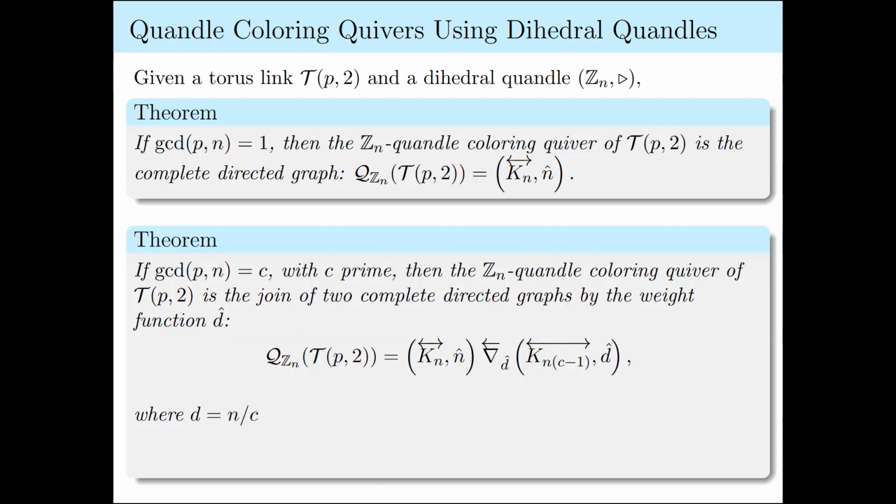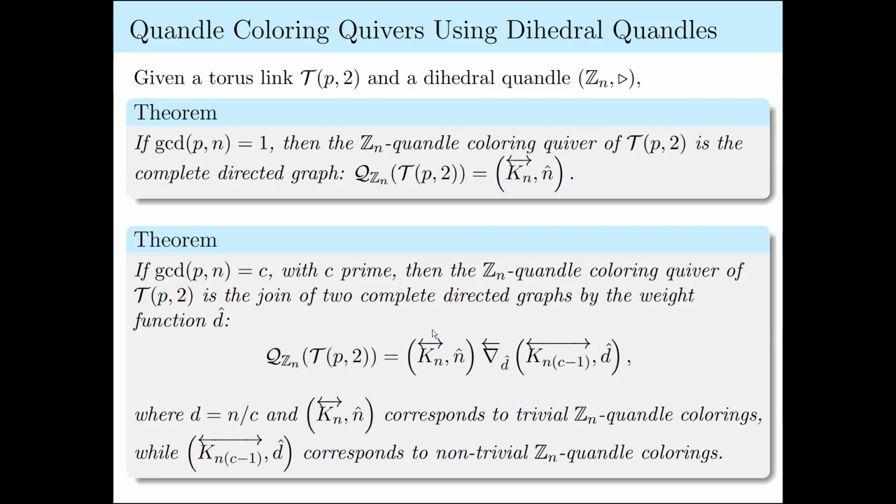The other side of this theorem considers when P and N are not relatively prime. If the GCD of P and N is equal to c, then the full Quandle coloring quiver of our torus link is a join of two complete directed graphs by a constant weight function d, where d is equal to n divided by c, and the first component is associated with trivial Quandle colorings, and the second component is associated with non-trivial Quandle colorings.